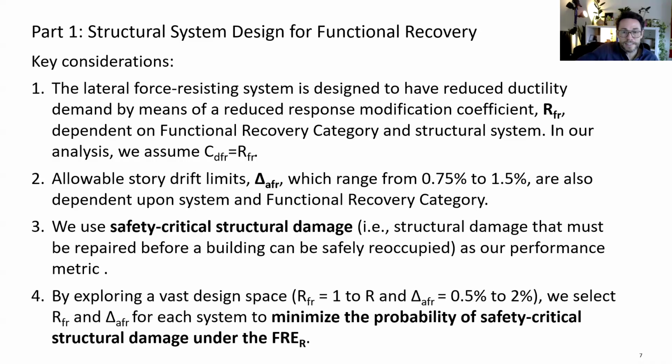So by exploring a vast design space of RFR and drift limits, we can then select values that are going to minimize the probability of safety critical structural damage on a system per system basis. All of this, of course, conditioned on the functional recovery earthquake. And essentially what we're doing is targeting a 10% or less probability of safety critical structural damage for functional recovery categories A, B, and C, and slightly relaxed values for functional recovery category D.